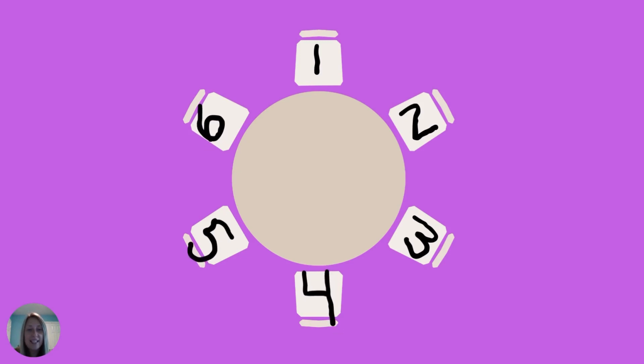Let's go. Here we have a table, and today we're going to have friends come over for a little snack. Let's count the chairs to see how many friends are coming over today. 1, 2, 3, 4, 5, 6. We're going to have 6 friends over today. We better give all of those friends a plate.